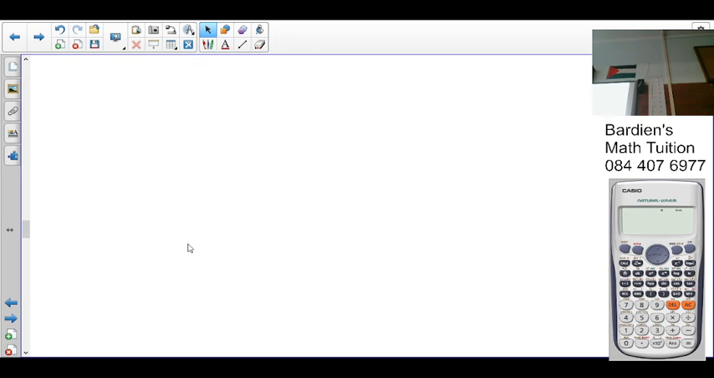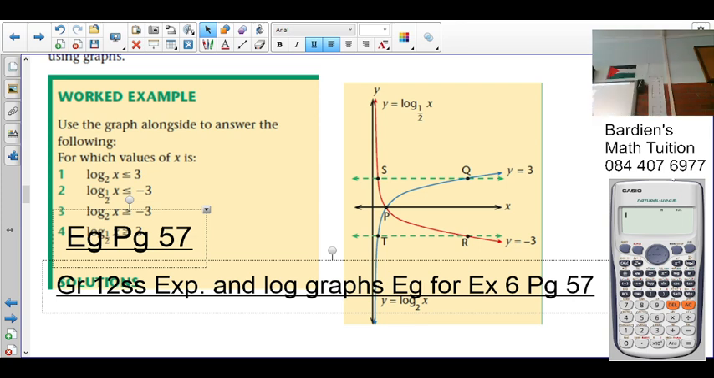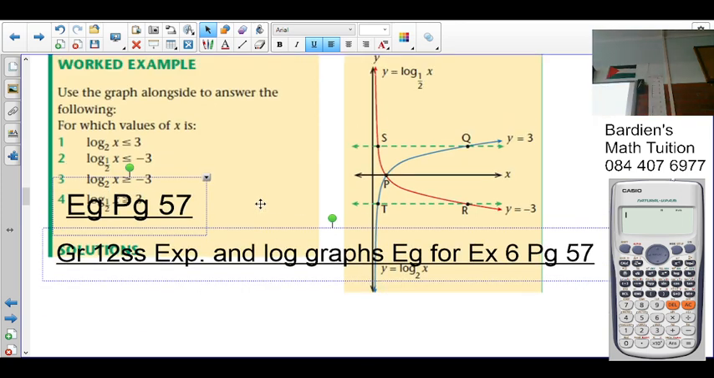Did I cut the graph? No. Okay, I'm just going to cut the graph quickly. I'm going to pause the video again at this point, otherwise it's going to cost me to draw these graphs. Alright, we're back.